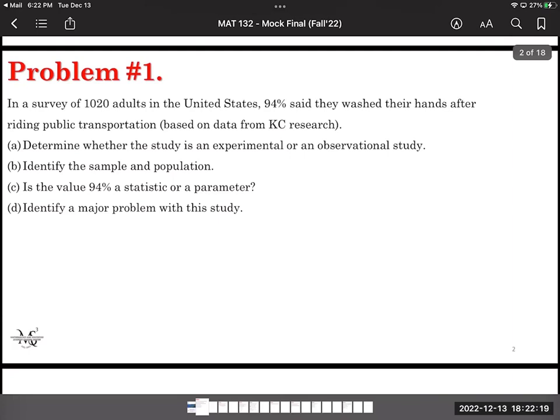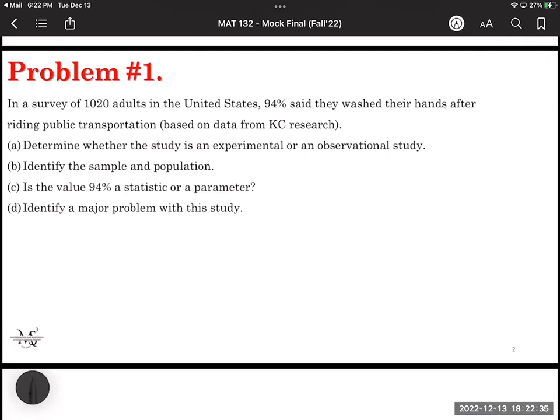So it states, determine whether the study is experimental or observational. Identify the sample and population. Is the value 94% a statistic or parameter? And then identify a major problem.